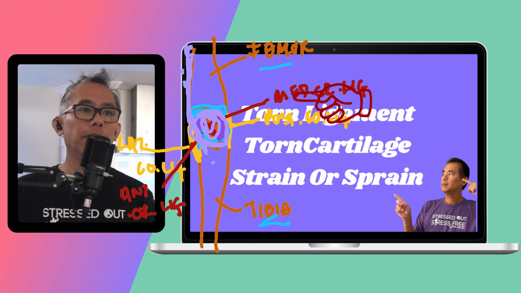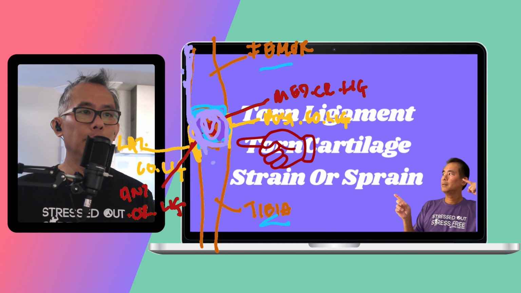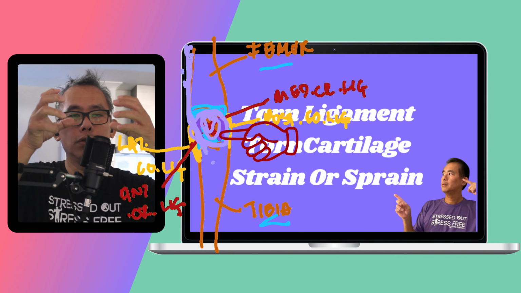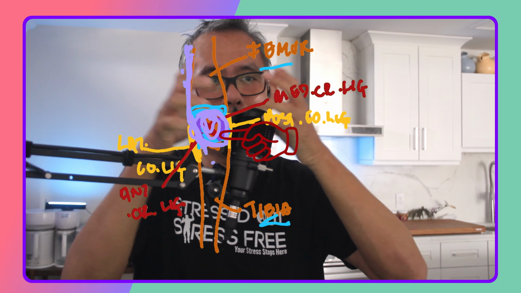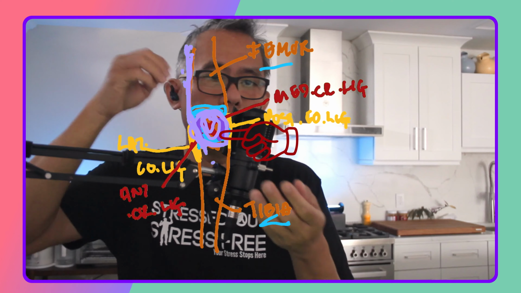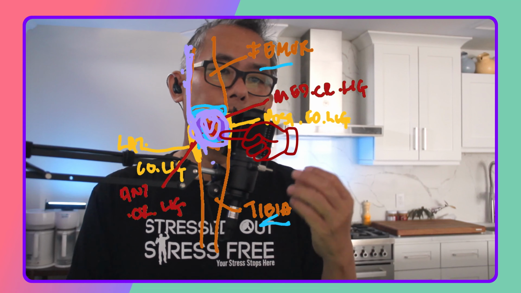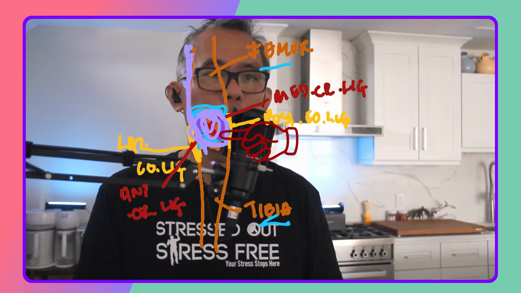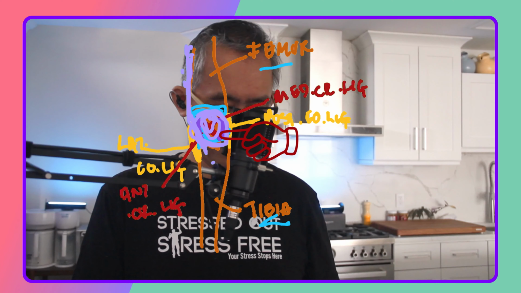Okay, so next we have the torn cartilage. Torn cartilage is usually the meniscus tear, which is the purple one. That's the one that's like a cushion. It's a wedge shape, like a C. So torn cartilage is usually a torn meniscus, and there's pain on the inside or the outside of the knee joint. Okay, all right.